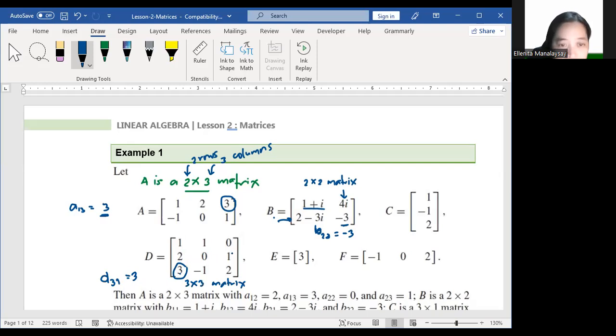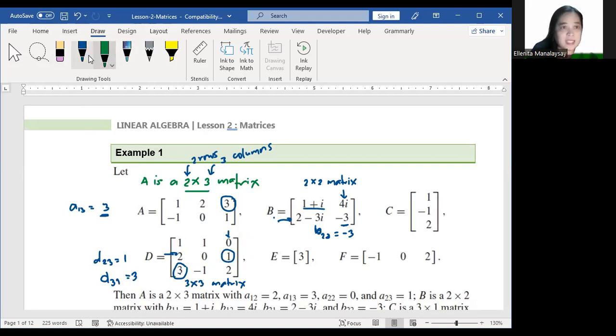And then how about this one? The entry located at the second row, third column is 1. So D21 is equal to 1. Second row, and then, oh, third column, I'm sorry. So second row, third column, D23 is equal to 1.